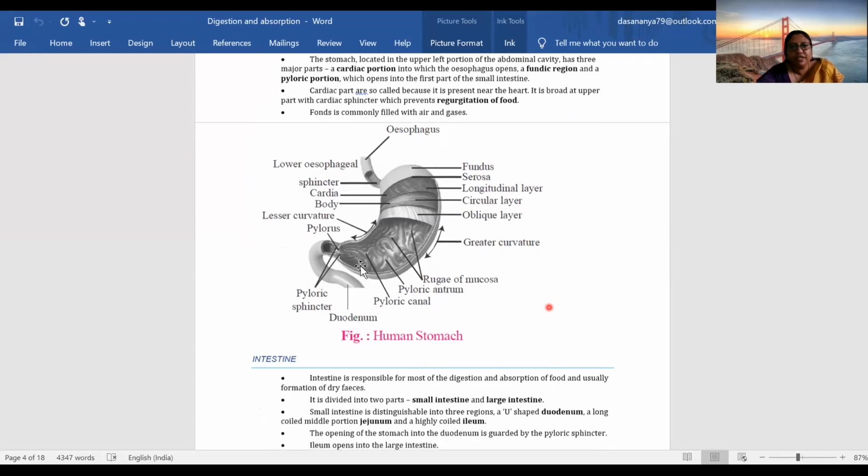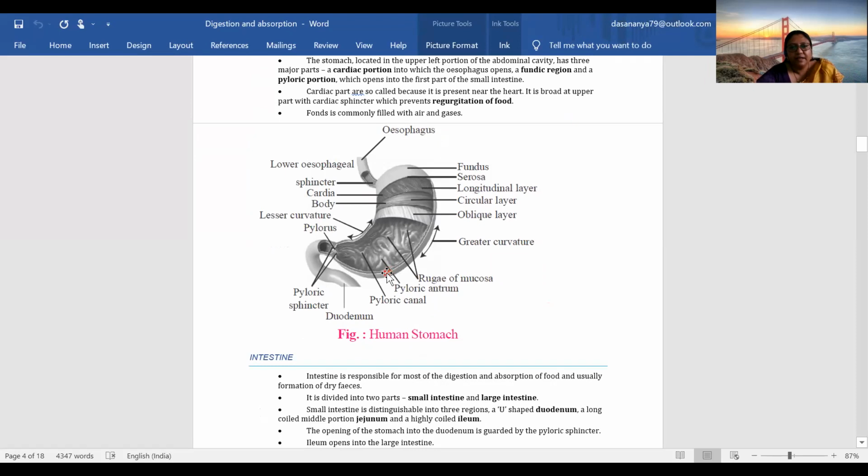The fundus is filled with air and gases, and the pyloric part also has the pyloric sphincter. So we will discuss this in detail. In the wall of the stomach, there are glands and there are cells which are responsible for secretion of digestive enzyme, HCl, as well as mucus.